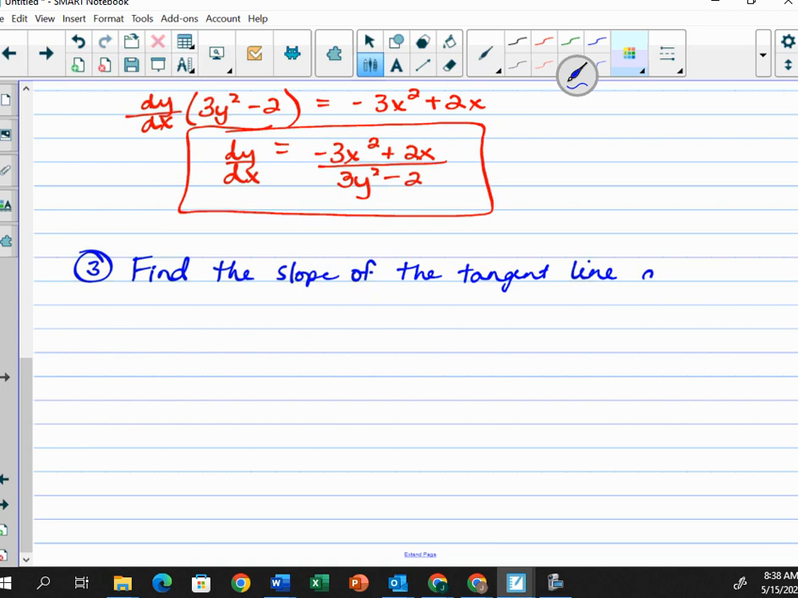Let's see. My paper did not copy well. Root 2, comma, negative 1 over root 2, for this lovely equation of x squared plus 4y squared equals 4.